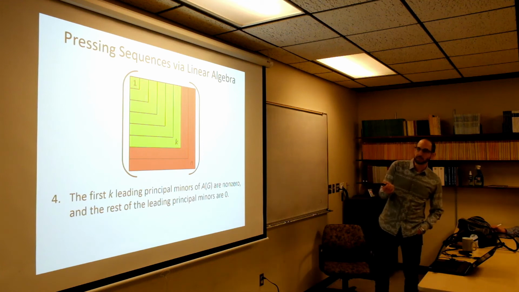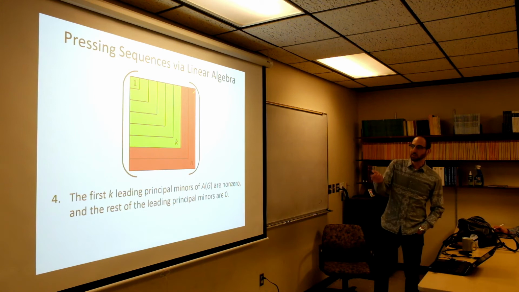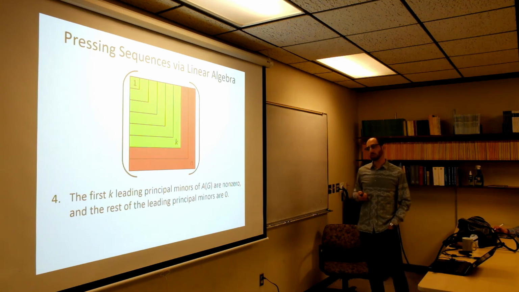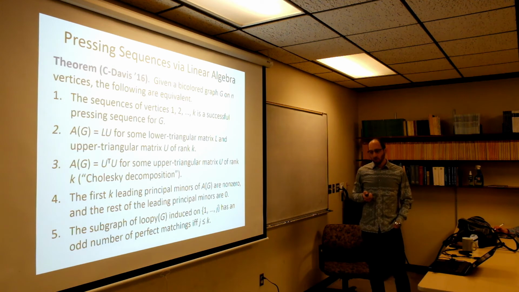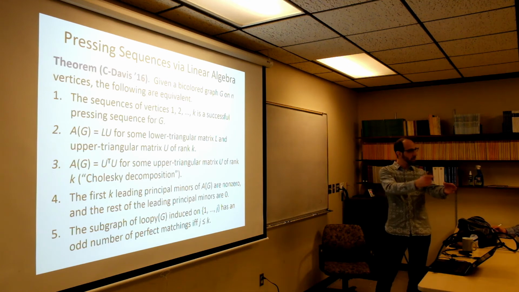All the green submatrices, these are the leading principal minors. Those all have determinant 1 actually, because that's the only way you could be invertible over F2, and 0 out in the red area. Right? That's equivalent as well. Also equivalent is that the subgraph of the loopy graph that you get from G, induced on the first J vertices, has an odd number of perfect matchings for 1 up to K, the length of the pressing sequence, and not afterwards.